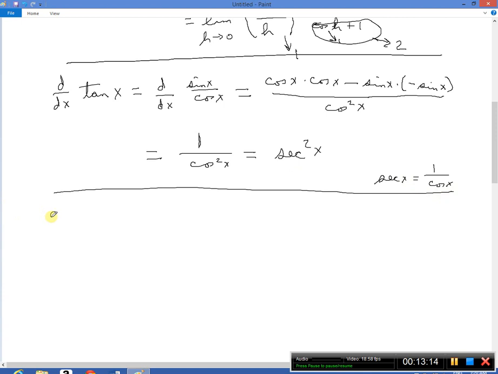Let's do secant. Well, what's the definition of secant? We were just looking at it. The definition of secant is 1 over cosine. So this is the derivative of 1 over cosine. And once again, there's nothing to this. It's just the product rule. Excuse me, the quotient rule.